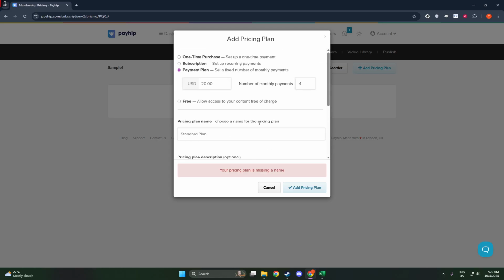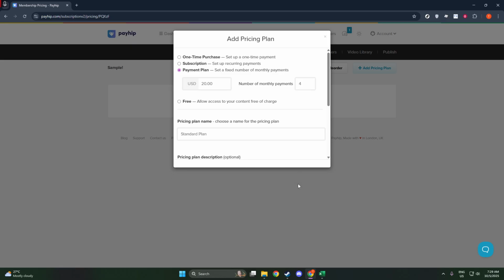By following these steps, you'll be well on your way to offering attractive and flexible payment plans for your customers on Payhip. Take your time setting everything up to ensure a smooth experience for both you and your buyers.